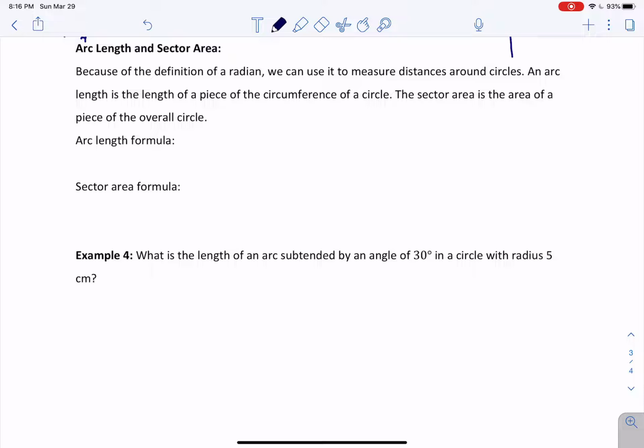One is about arc length and sector area. And it seems unrelated because we talked about angles a bunch and now we're talking about lengths and areas. But they're very related to radians, and it's a huge portion of why radians are useful, because it lets us measure things on circles.